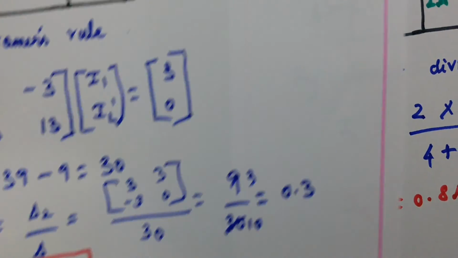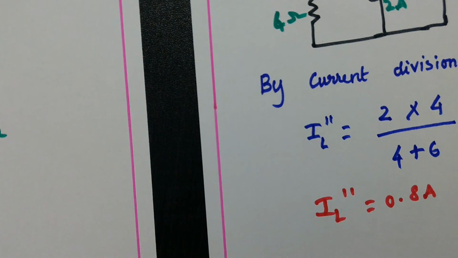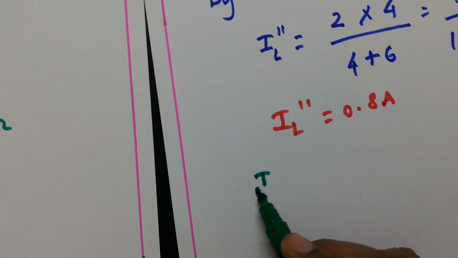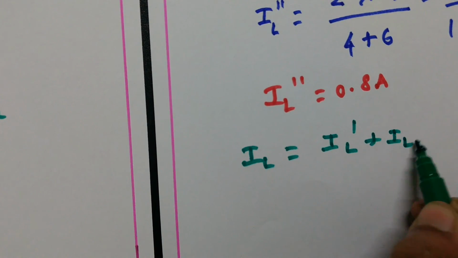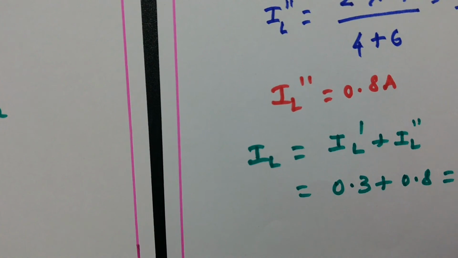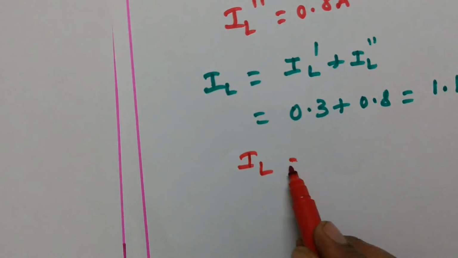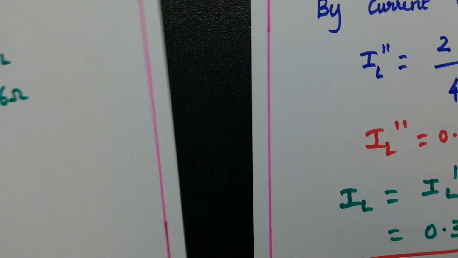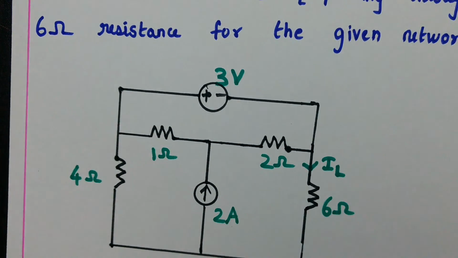What is IL dash? We found IL dash is 0.3 amps. So the total response equals the sum of individual responses by the superposition principle. So IL, the current passing through 6 ohms, equals IL dash plus IL double dash, that is equal to 0.3 plus 0.8, that is equal to 1.1 amps. So the total response is 1.1 amps when we apply the superposition theorem for the given circuit. The answer is 1.1 amps current for the IL. Thank you.